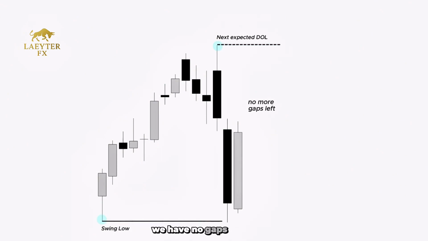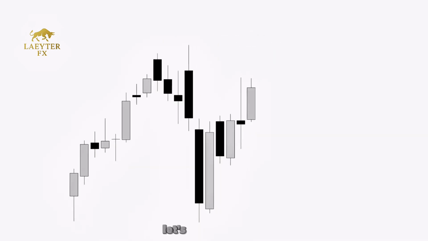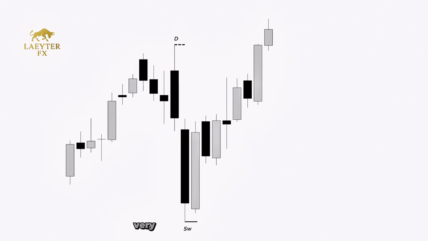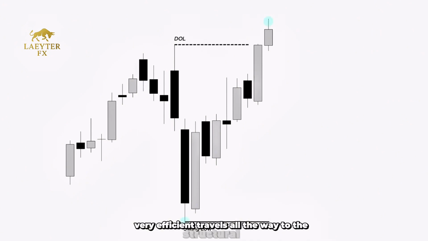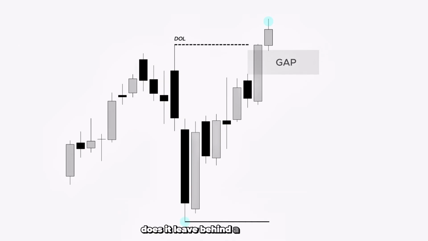We have no gaps on the way up. If we trail back, we are in a bullish market, so we expect new structural highs to be created. Let's see how price moves. Very efficient, travels all the way to the structural high, and only when it reaches that structural high does it leave behind a new daily gap.